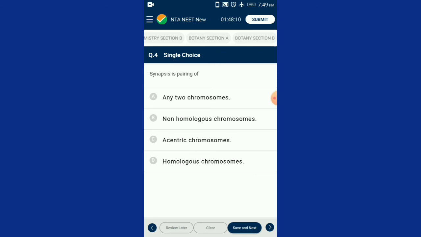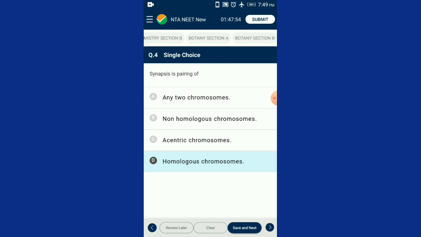Question number 4. Synapsis is pairing off homologous chromosomes. Synapsis occurs in zygotene stage of prophase 1 of meiosis 1. The homologous chromosomes come close to each other and form a pair.